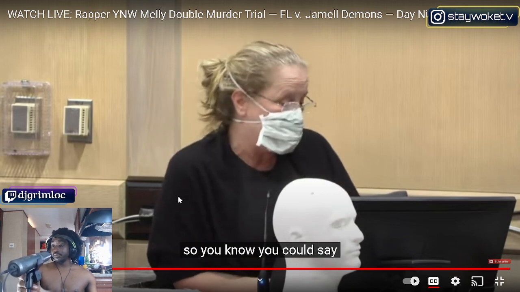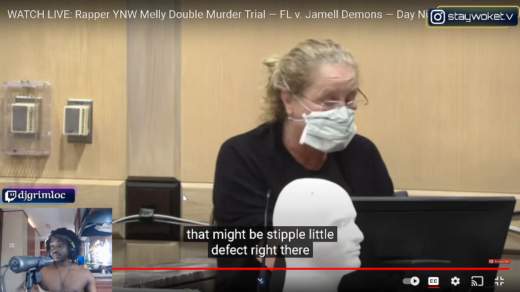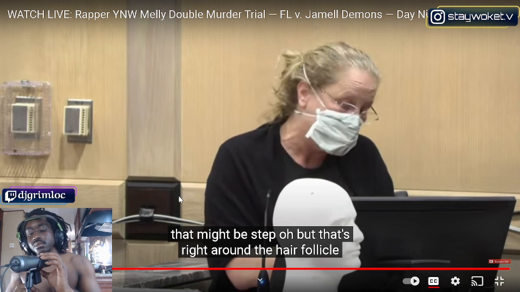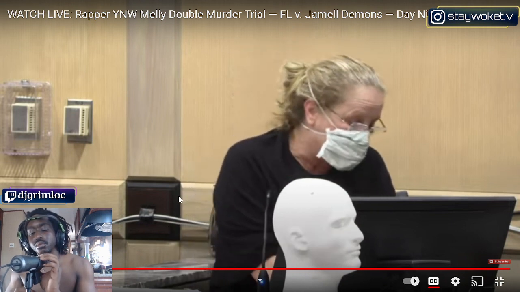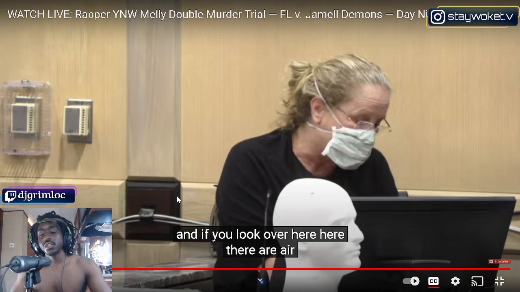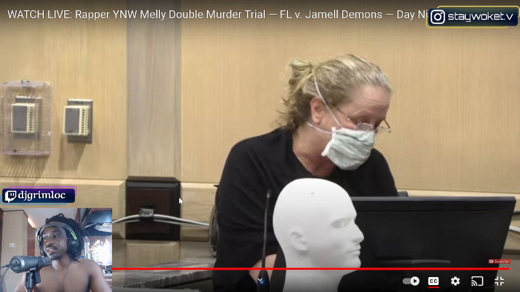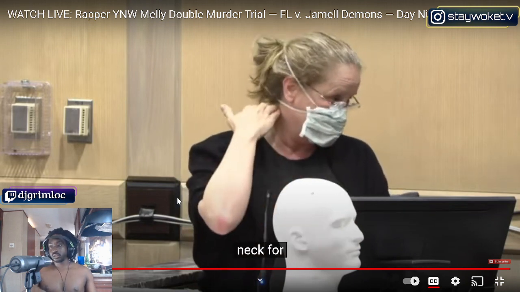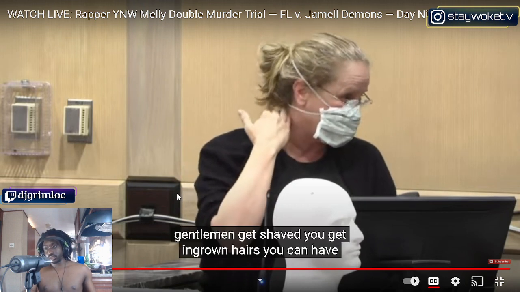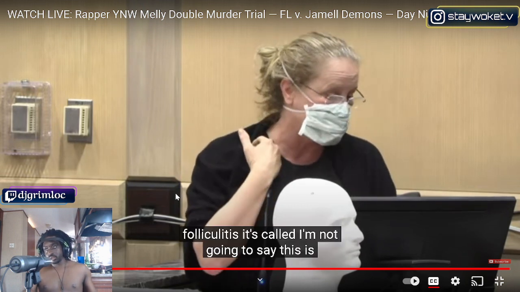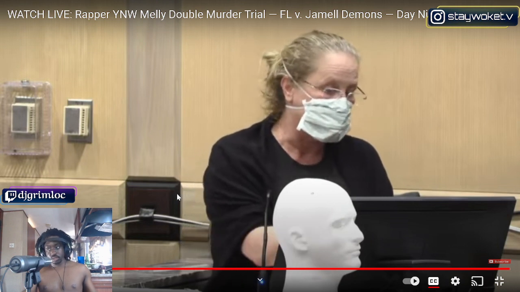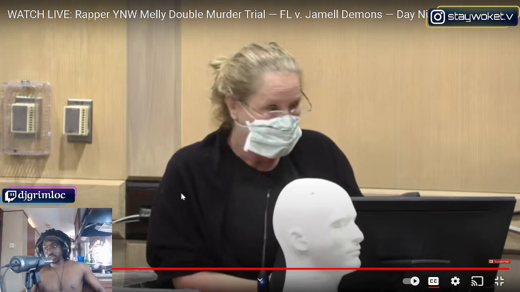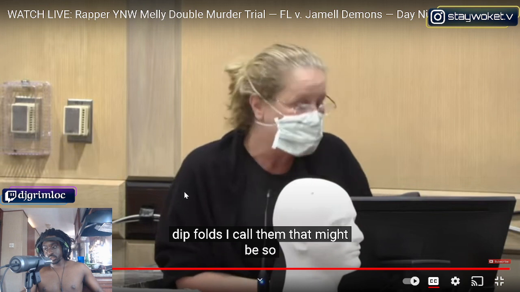So, you know, you could say that might be stipple, that little defect right there. That might be stipple, but that's right around a hair follicle. And if you look over here, there are areas where you can tell there's scarring. So when you look at the nape of the neck, where gentlemen get shaved, you get ingrown hairs, and you can have folliculitis, it's called. I'm not going to say this is intermediate. With three, maybe four ditzels, I call them, that might be so.